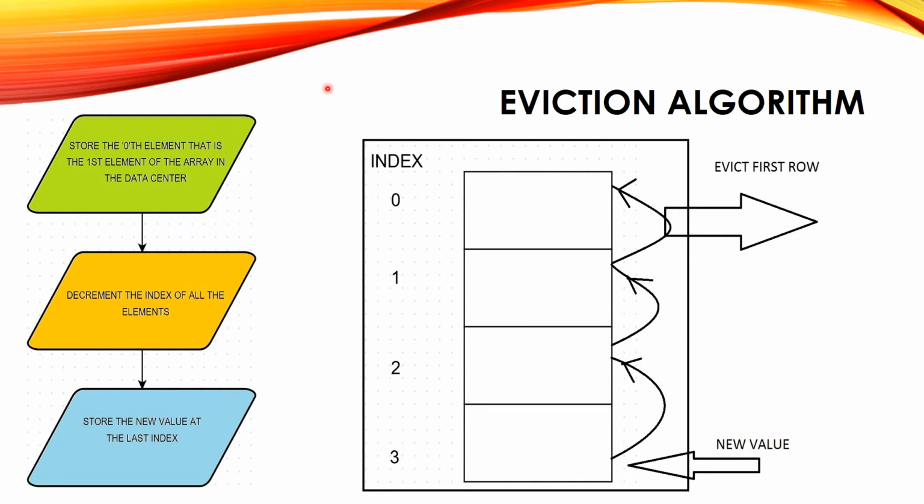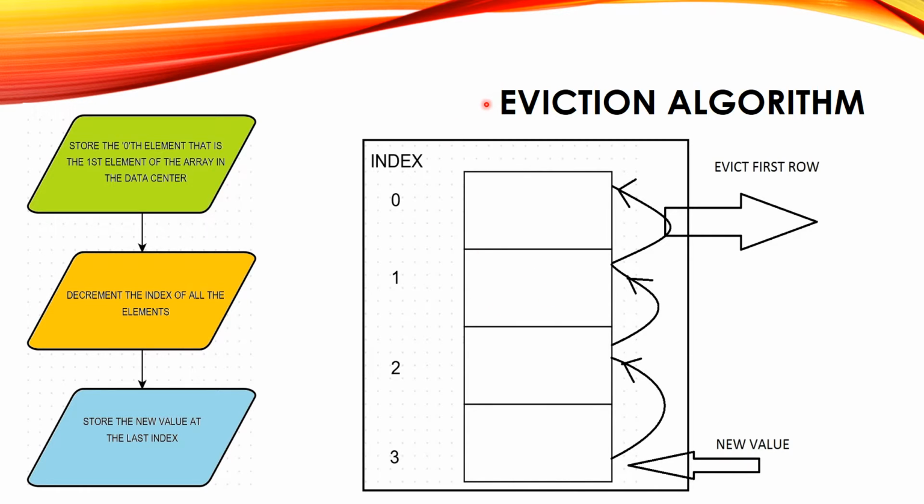Now I will explain how the eviction algorithm works in our system. First, I'll explain how the data is stored. Whenever there is a send request, the first data is stored in the first position. After this, the index is incremented and the next incoming data is stored in the second position, and so forth.